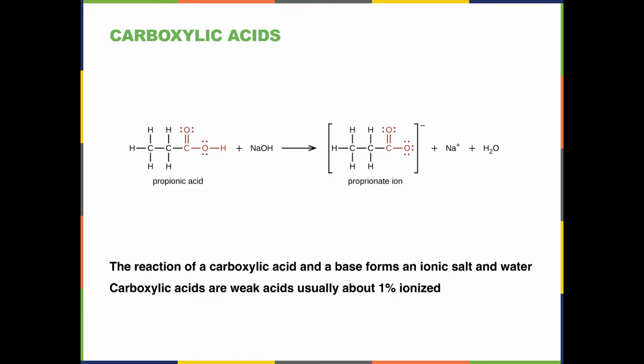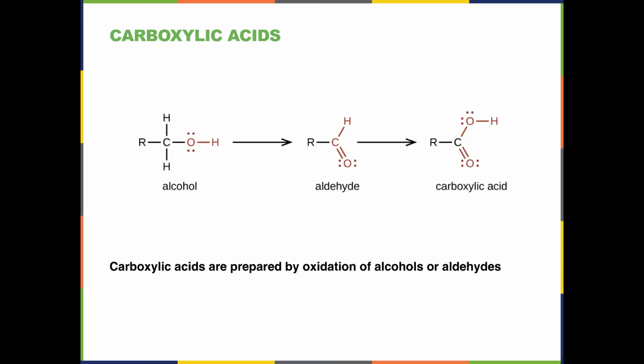So carboxylic acids tend to be weak acids. They usually are only about 1% ionized. You remember that acetic acid, for example, has a Ka of about 1.8 times 10 to the minus 5. As I said, carboxylic acids are prepared by oxidizing alcohols to aldehydes and then aldehydes to carboxylic acids. And this is the chain of reactions that occur to form carboxylic acid.